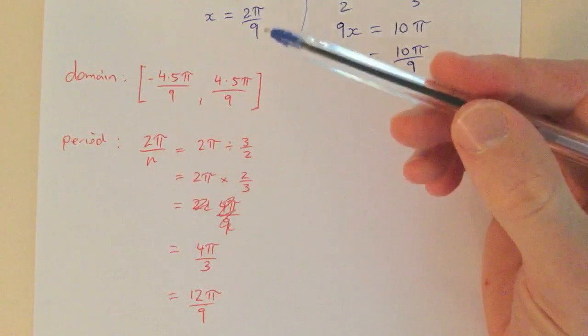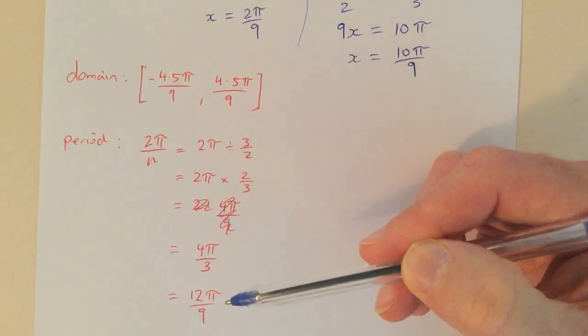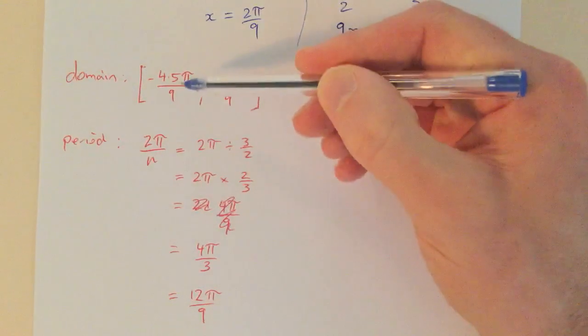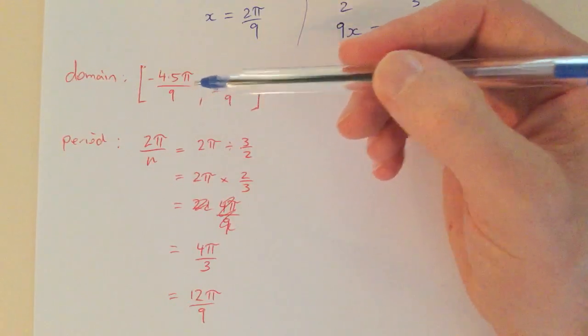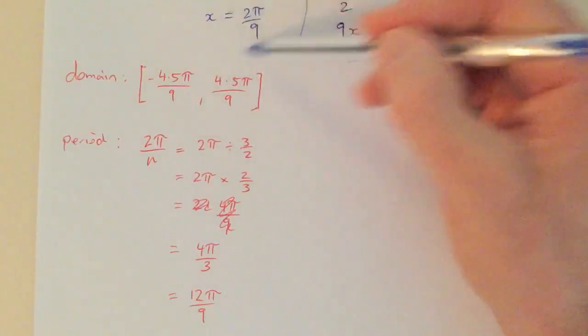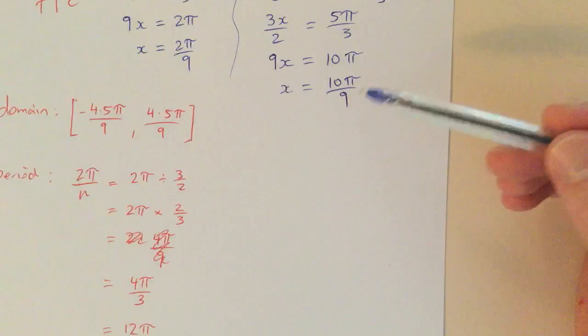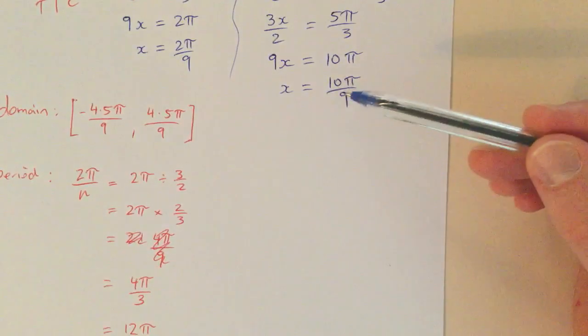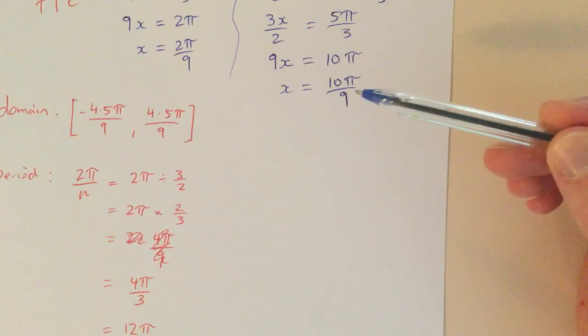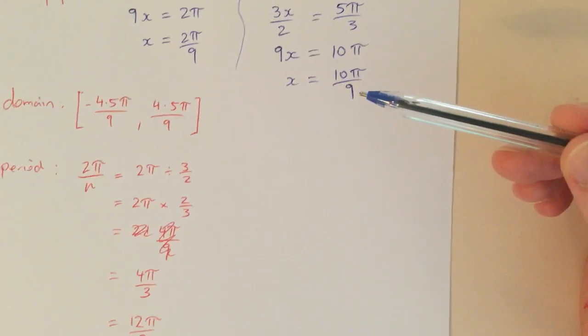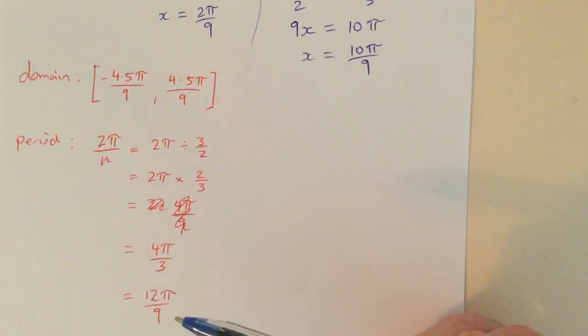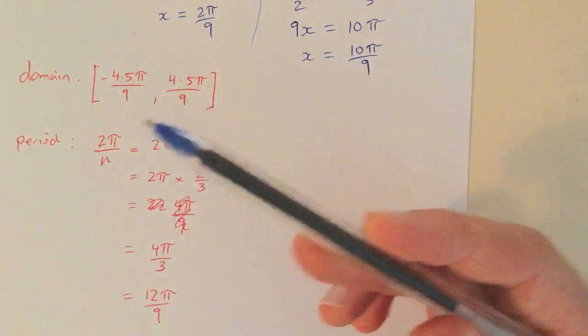Again, maybe let's do that in our head. 2 pi minus 12 pi, that gives me negative 10 pi over 9. Actually, that's going to be outside the domain as well. So, not getting anything further from this solution, let's try 10 pi over 9. Now that was already too high, so we won't add the period, but let's try subtracting the period from that. 10 pi over 9 minus 12 pi over 9 is going to give me negative 2 pi over 9, and that is inside the domain.